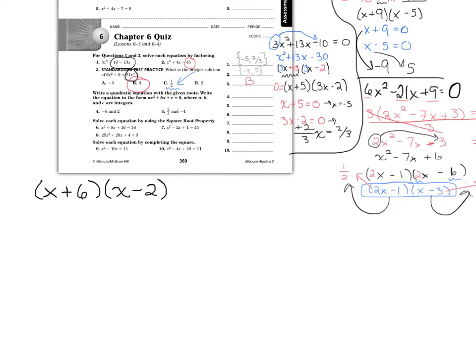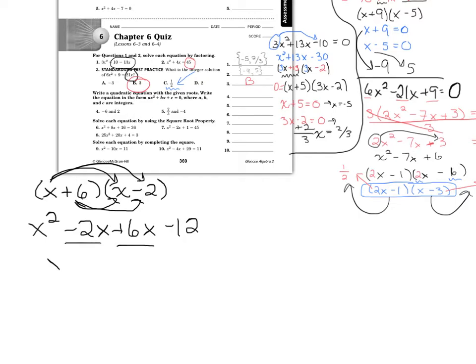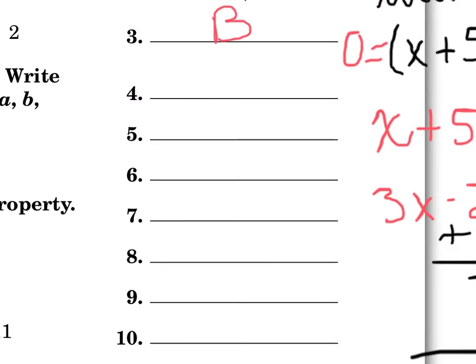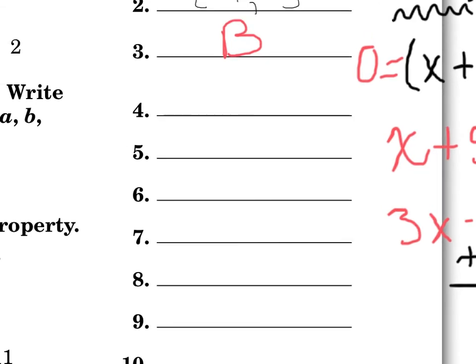So now all I need to do is FOIL. X times x is x squared. X times -2 is -2x. 6 times x is positive 6x. And 6 times -2 is -12. We can combine like terms, so we get the polynomial of x squared plus 4x minus 12. Zoom in, write that down. There's my pen. X squared plus 4x minus 12.